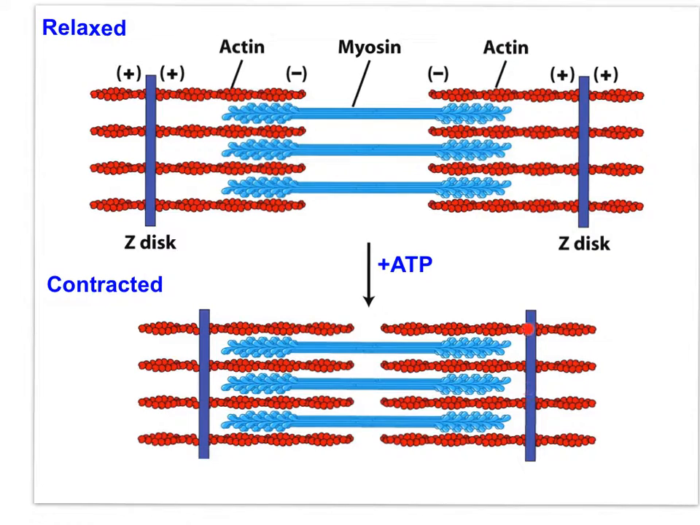The I band decreases, as does the H zone. The A band, which is defined as the length of the myosin, does not change length. In its contracted state, seen here, the sarcomere approximates the length of the A band. The I bands and the H zone are nearly absent.